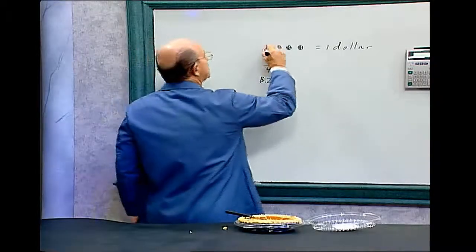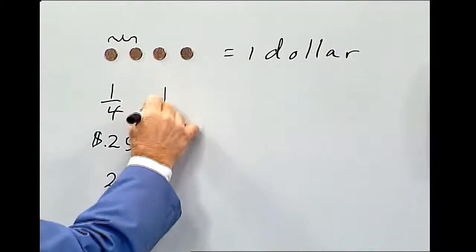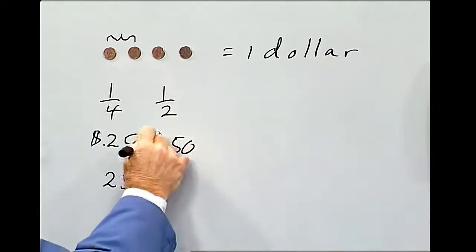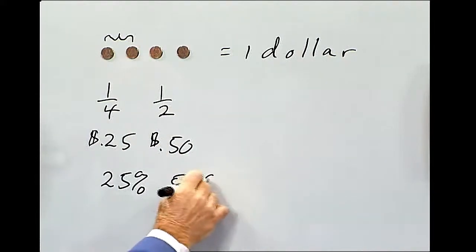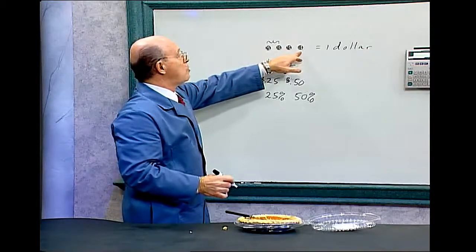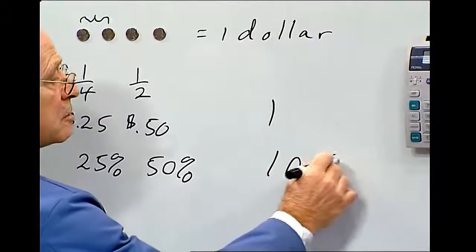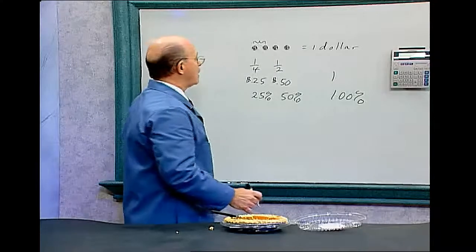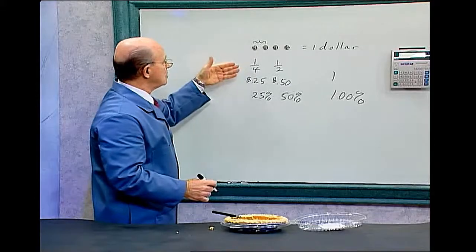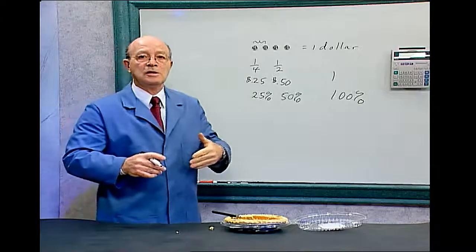Now, if you put 2 of these together, 2/4 will equal 1/2 of a dollar, or 50 cents, or be 50% of a dollar. And so we can go here, this would be 3/4 of a dollar, and this would equal 1. And $1 equals 1, or 100% of a dollar. And so you can see the relationship between a fraction, a decimal, and a percent. They're all related, and they're used in different ways.